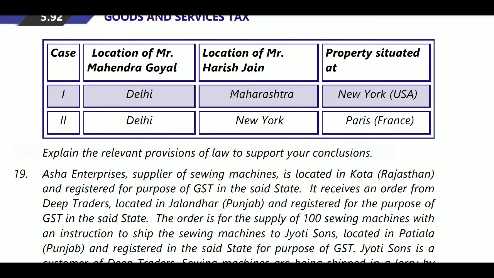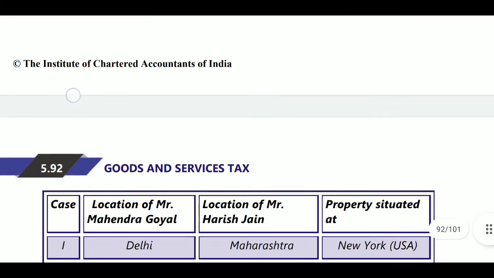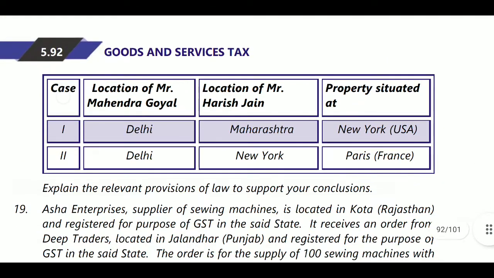Then, the location of the recipient will be taken, that is Maharashtra, where the immovable property is located in India. Even if both the service provider Mahendra and the service recipient are located in India, and the property is outside India, then the place of supply will be the recipient. Who is the recipient? That person, Mr. Jain. Maharashtra will be the place of supply in the first case.